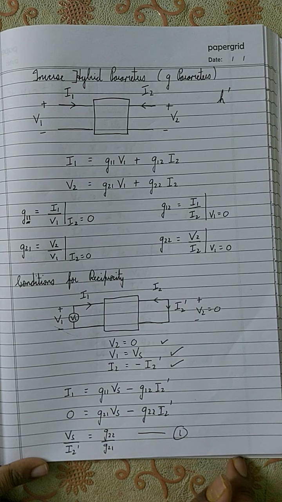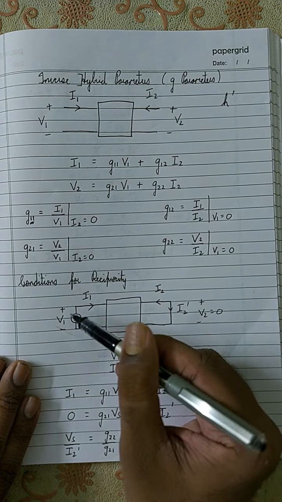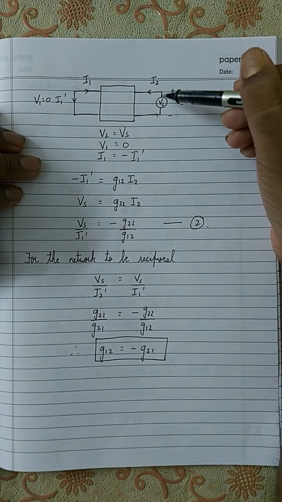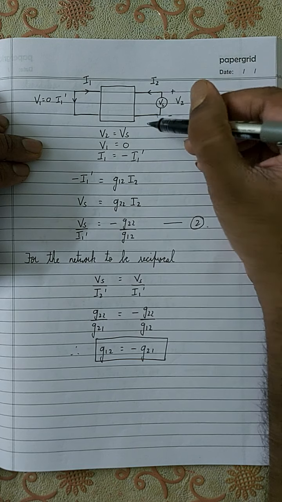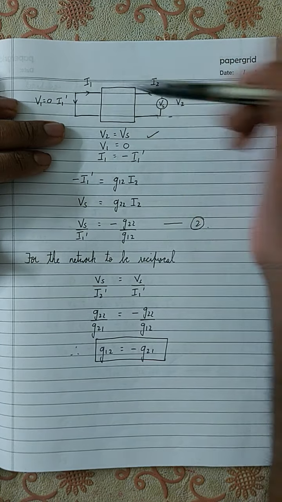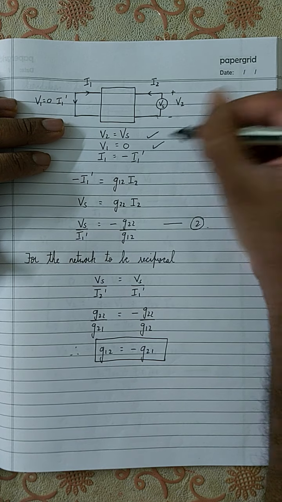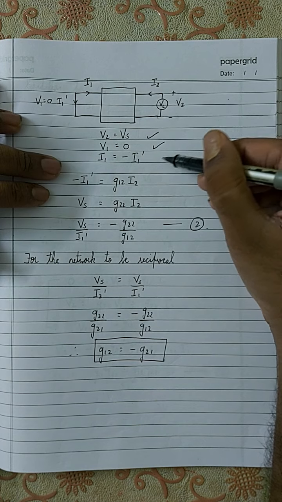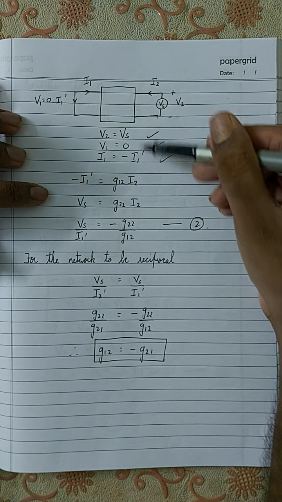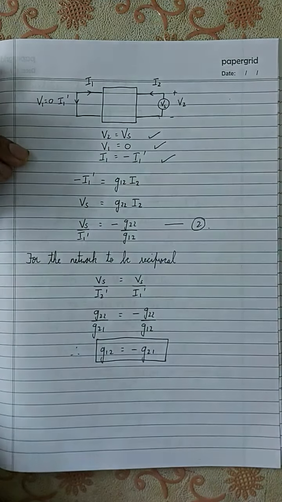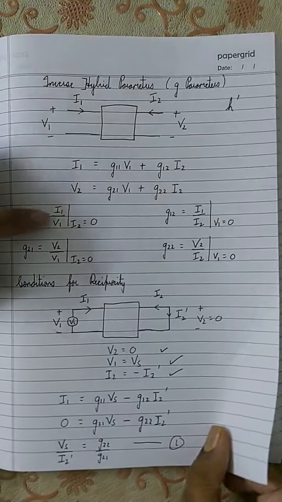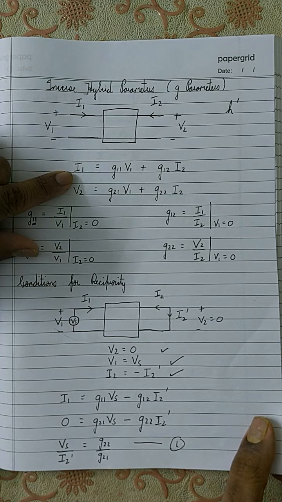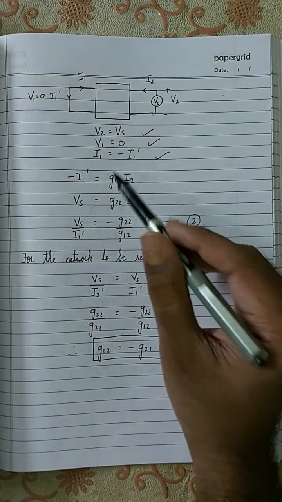Now in the second case, I apply the excitation at port 2 and I short the port 1. So which means the circuit will be looking like this. That is, excitation I applied at port 2, so therefore V2 is equal to Vs, and I shorted port 1, so therefore V1 is equal to 0, and the response is called I1 dash, and already we have a current called I1, so therefore I1 is equal to minus I1 dash.